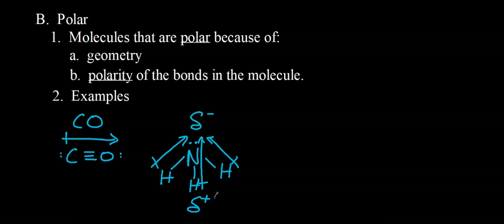All right, let's try one more. Go ahead and draw the Lewis structure for chloromethane, CH3Cl. Carbon is a central atom. Everything else is attached to the central atom. Go ahead and pause the video now.